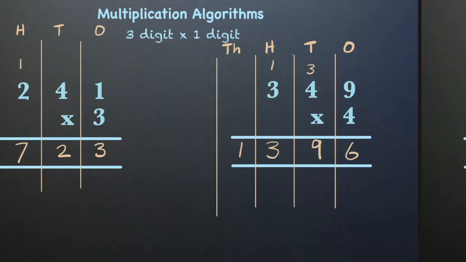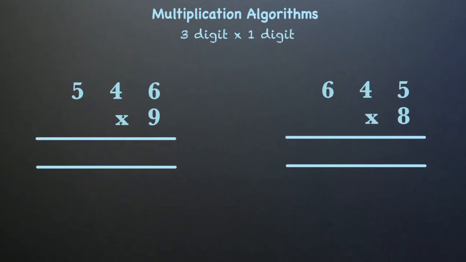All right, let's have a look at one more. This time I'm not going to divide the columns up. I've got 9 multiplied by 6. 9 multiplied by 6 is 54. I'm going to record the 5 with the tens up the top and the 4 with the ones down the bottom. I'm then going to go 9 multiplied by 4.